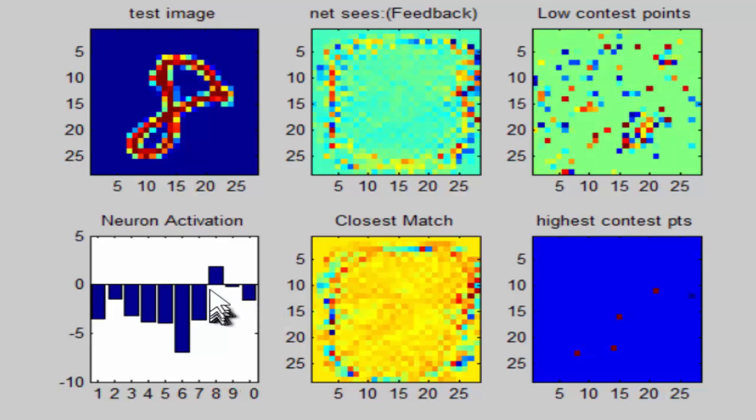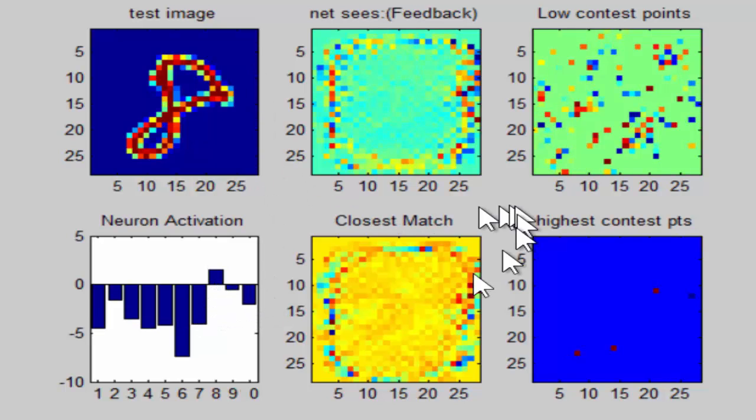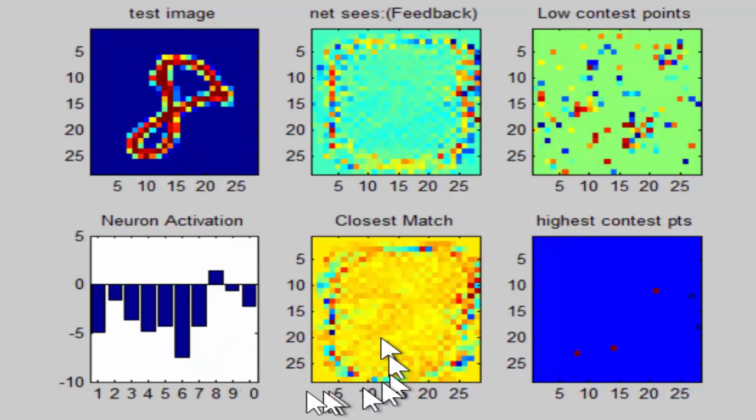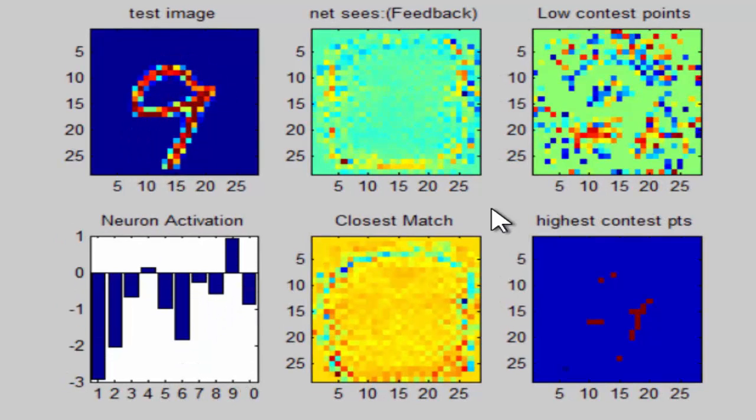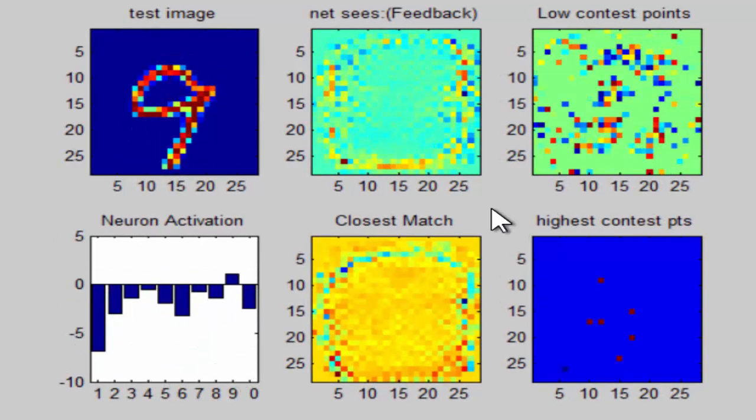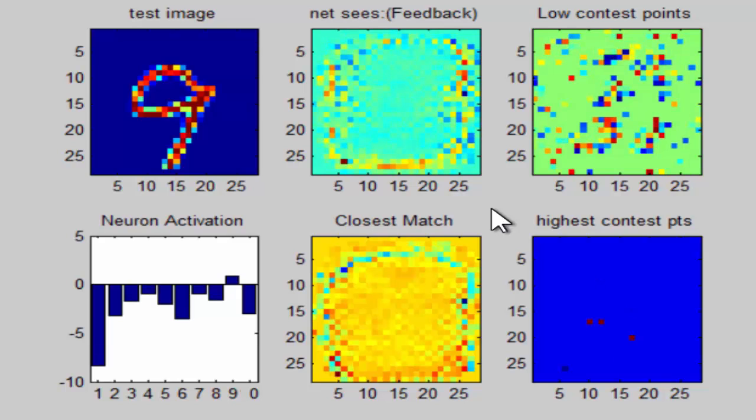And you see here it recognizes this as an 8. Then this is the characteristic pattern of an 8. And we can continue to do this. Here it recognizes a pattern as a 9.